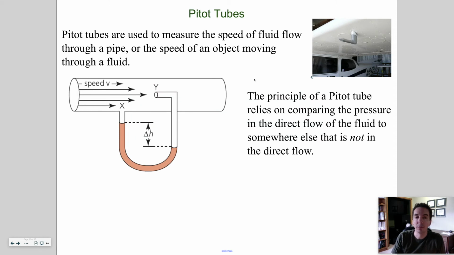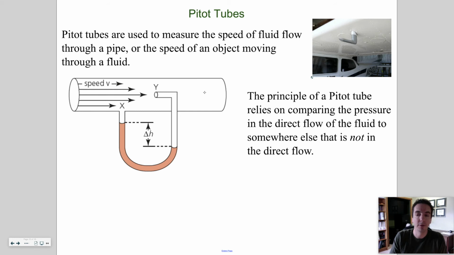So pitot tubes. This is an application of a Venturi tube using that same property, where the difference in pressure exerted by air allows the airspeed of an airplane to be measured. So it's like a speedometer, essentially for airplanes. Like it says here, the speed of an object moving through a fluid.